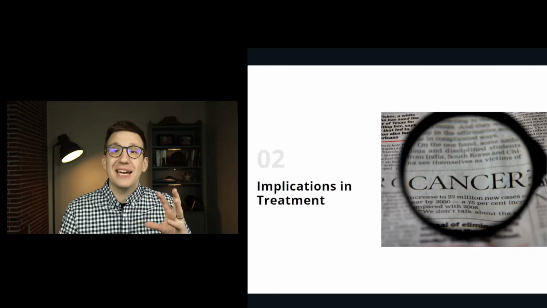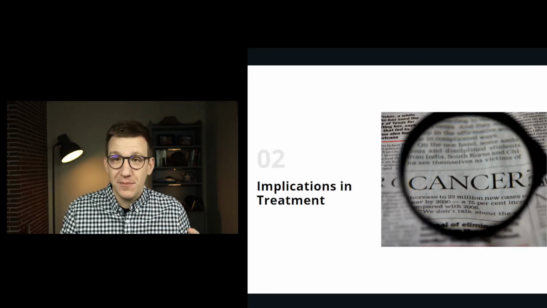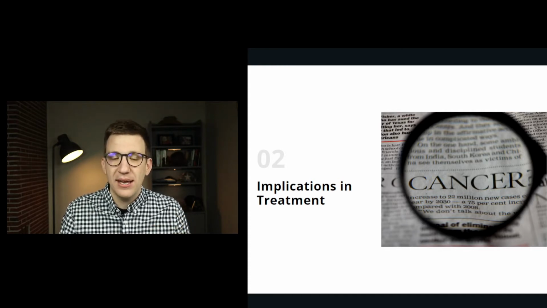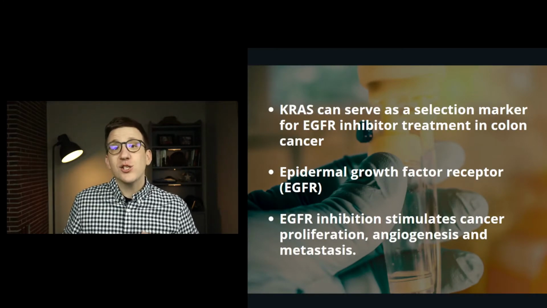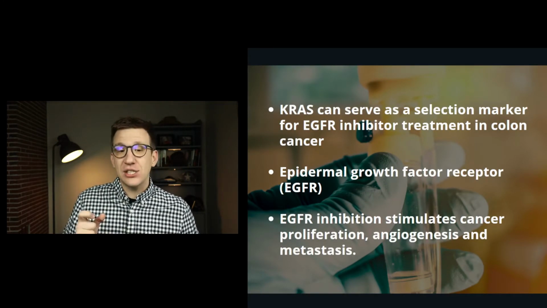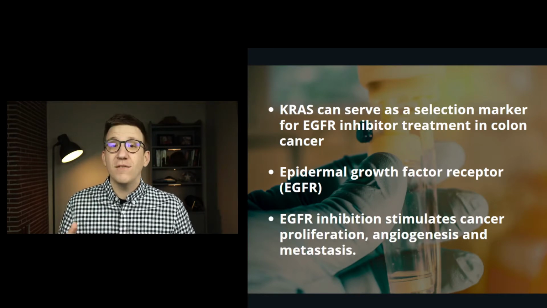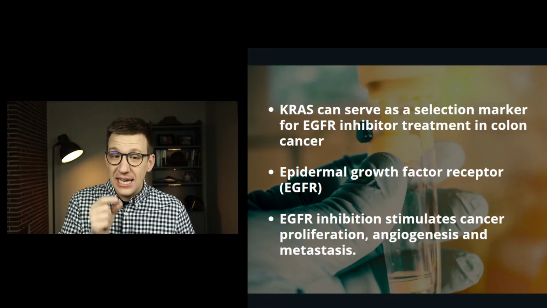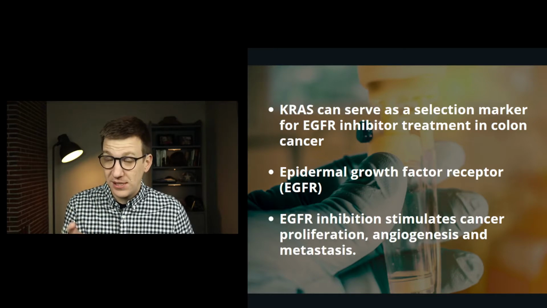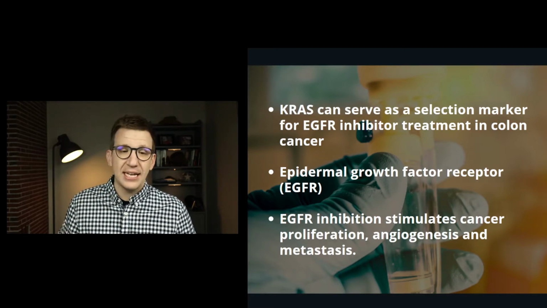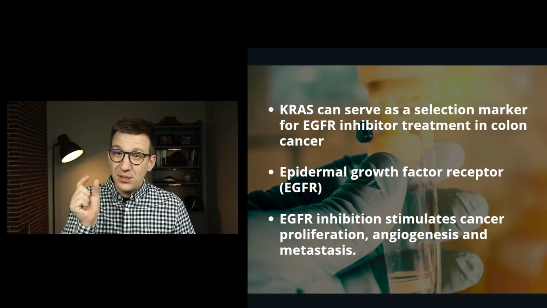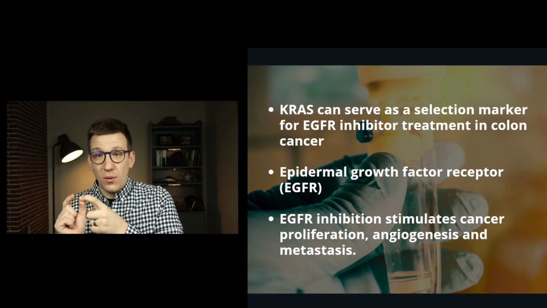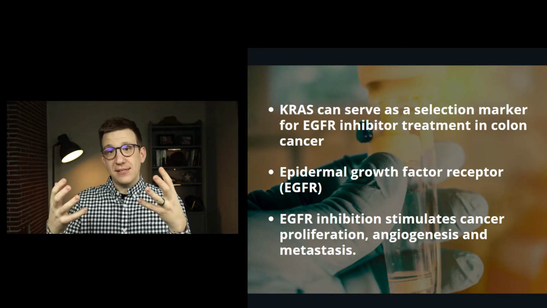All right, so now let's talk about implications of this information about the KRAS mutation with treatment, what this means in a practical sense. Okay, so KRAS as a mutation serves as a selection marker for what's called EGFR inhibitor treatment, colon cancer specifically. That's the one that they're looking at. So EGFR is the epidermal growth factor receptor. So it's the receptor that gets the signal to grow and to develop and to proliferate cells.